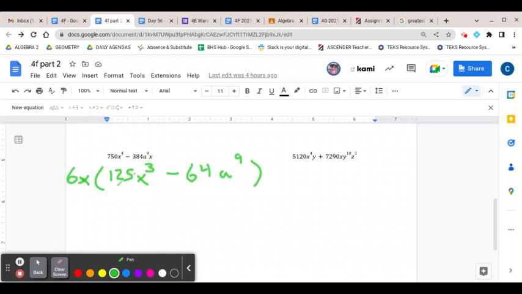Okay. Next step, let's rewrite these and see if we have squares or cubes. Well, 64 is tricky because 64 could be a square or a cube, but 125 is only a cube. All right. So hopefully we can catch on to that. So we're going to have 6x, and then we can rewrite the 125 as 5 cubed. So we have 5 cubed x cubed. We can rewrite the 64 as 4 cubed. So we have 4 cubed a to the 9th, kind of like that. Again, all I've done is taken 125, rewrite it as a cube, taken 64, rewrite it as a cube.